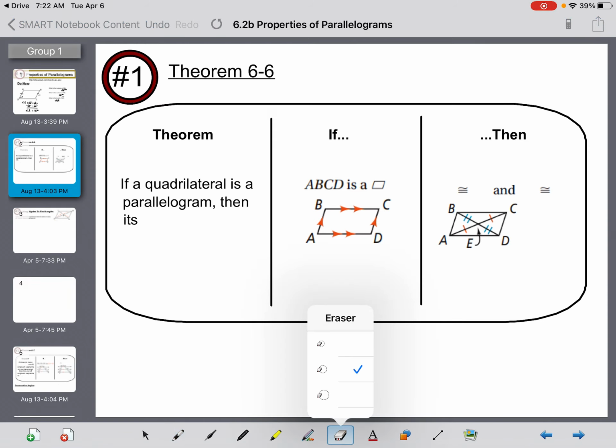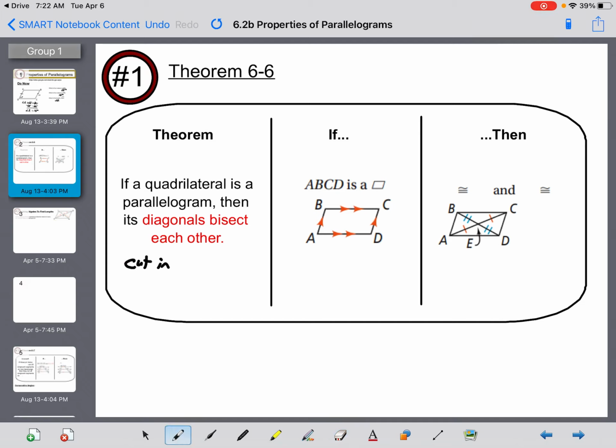Your new theorem for today: if a quadrilateral is a parallelogram, then its diagonals bisect each other, right? Which means cut in half. So when you're given a parallelogram and the diagonals bisect each other, that means AE is congruent to CE and BE is congruent to DE.